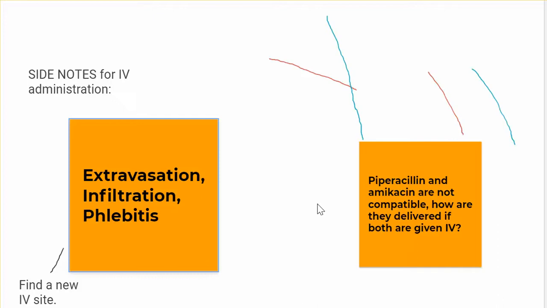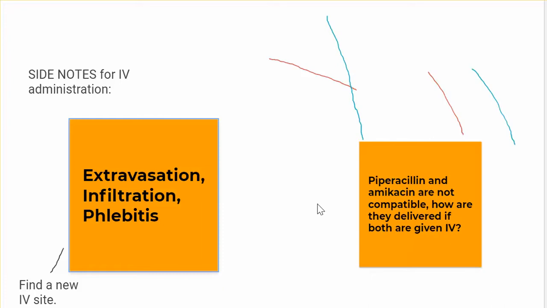The other complication with IVs is phlebitis. Phlebitis is an actual inflammation of the vein, so that too will have some pain associated with it. All of these will have pain associated with them. Phlebitis, though, is going to be different. It's going to be warm to the touch, maybe red, and there's an actual inflammatory process going on. So the swelling will be from that.